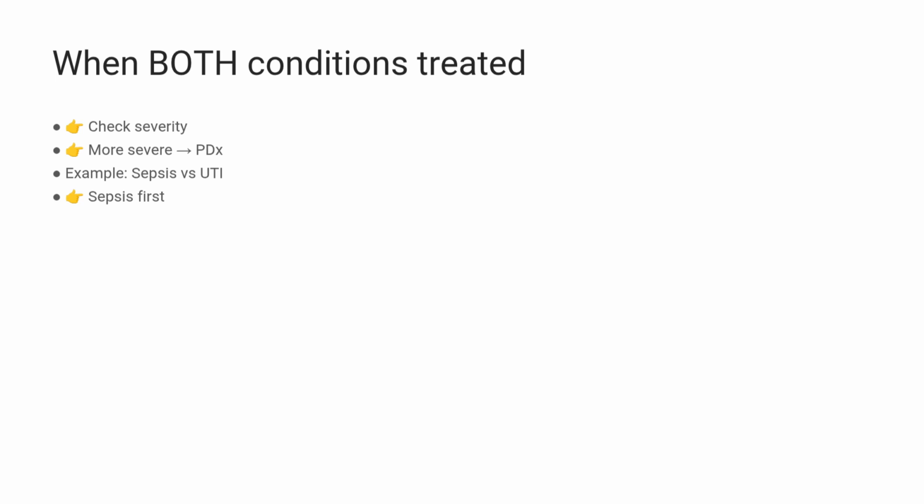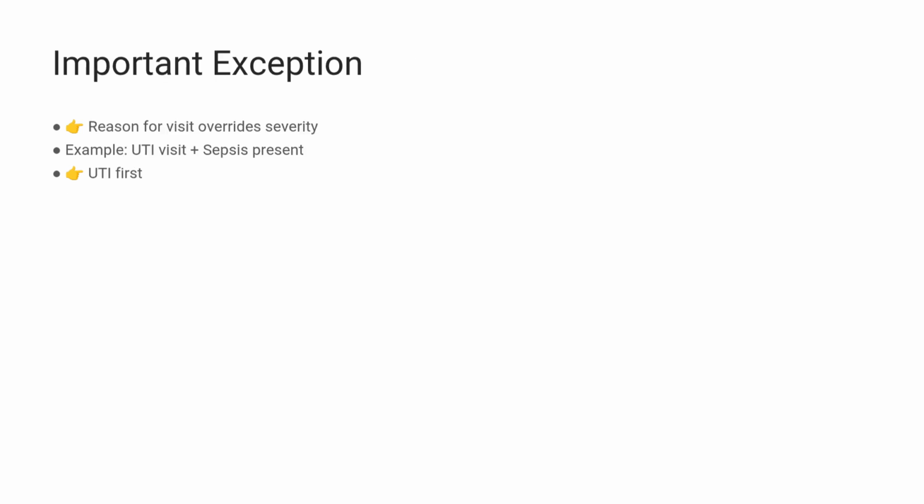For example, if a patient has both sepsis and UTI, sepsis is a systemic and more severe condition, so it should be coded as the principal diagnosis. Very important exception: the reason for visit always overrides severity. If the patient specifically comes for UTI treatment, even if sepsis is present, we should code UTI as the principal diagnosis because that is the reason for the visit.